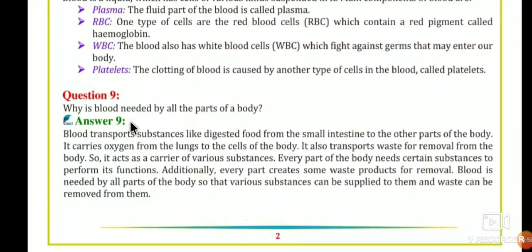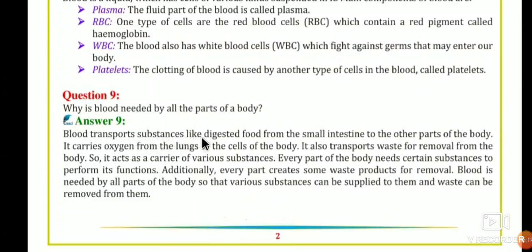It is asked for the 3 marks question. That's compulsory. This question they will ask in the examination. Why is blood needed by all the parts of the body?